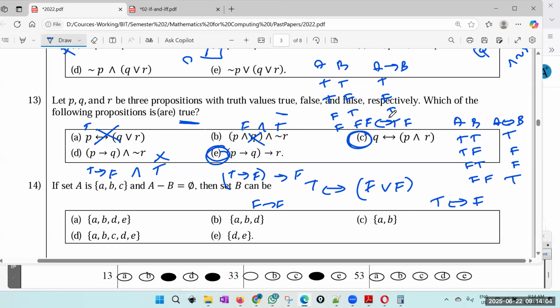Is it clear? First of all, you must understand why this truth table is there. Because when you say if X then Y, if X has not happened, you can't challenge my statement. Next question.